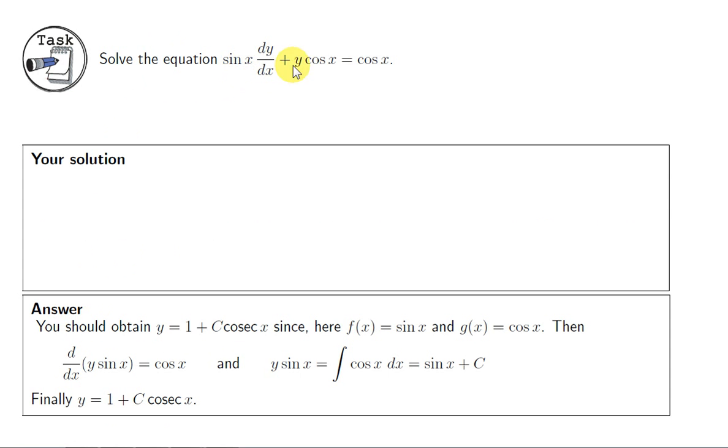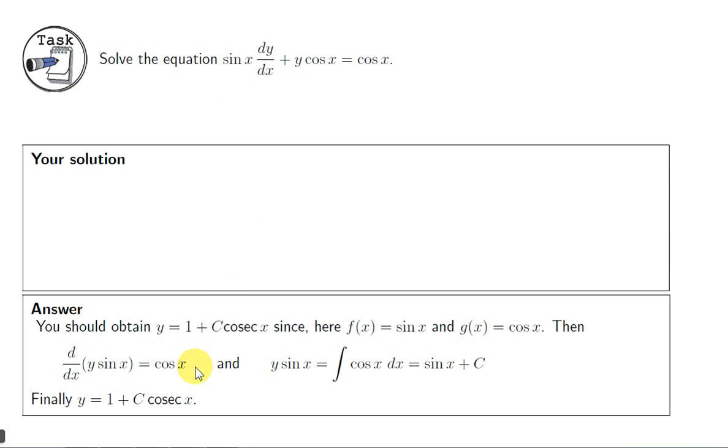In this example here we see that cos of x is the derivative of sine of x, so we can actually write the left hand side as the derivative of y times sine of x with respect to x. Again, using the product rule, we have y times the derivative of sine of x, which is cos x, so we get y cos x, plus sine of x times the derivative of y, so we get sine of x times dy dx.